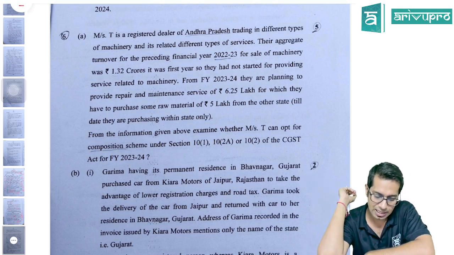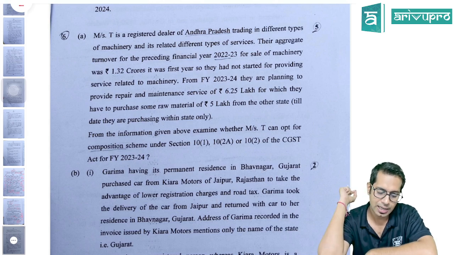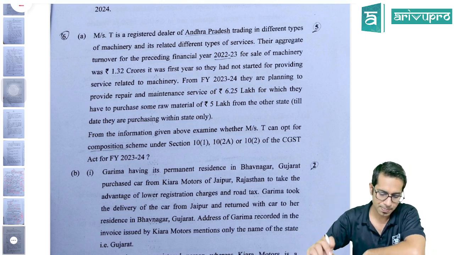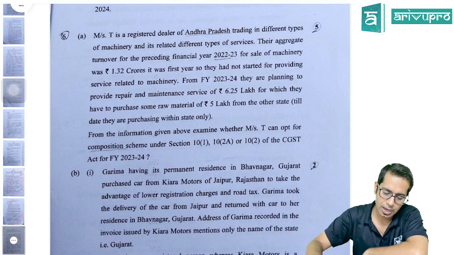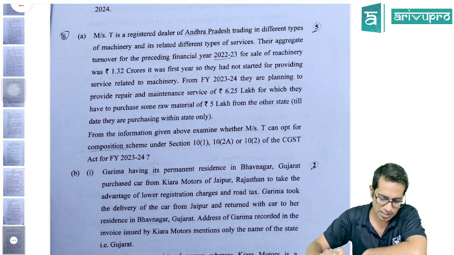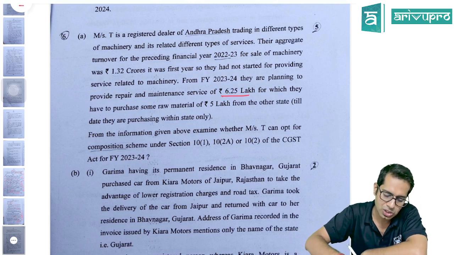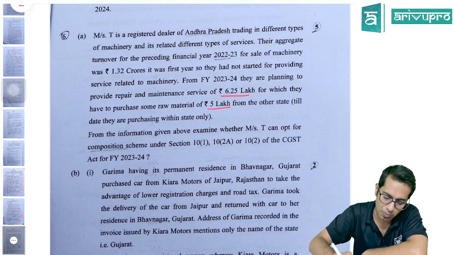He is a registered dealer in Andhra Pradesh, trading in different types of machinery and related services. Their aggregate turnover for the preceding financial year 22-23 for sale of machinery was 1.32 crores. It was his first year, so he did not provide any services. For financial year 23-24, they were planning to provide services of 6,25,000, for which they have to purchase some raw material of 5 lakh rupees from other states.